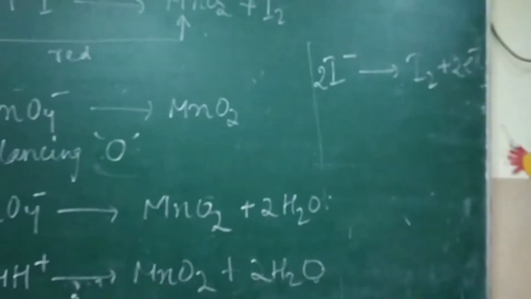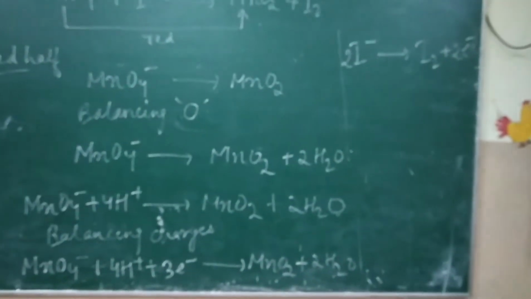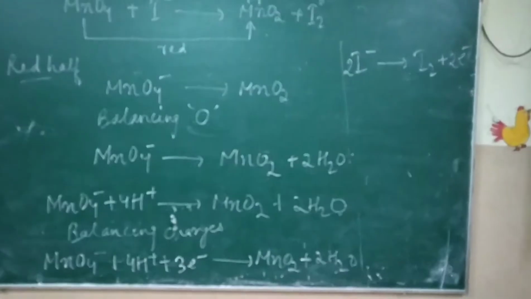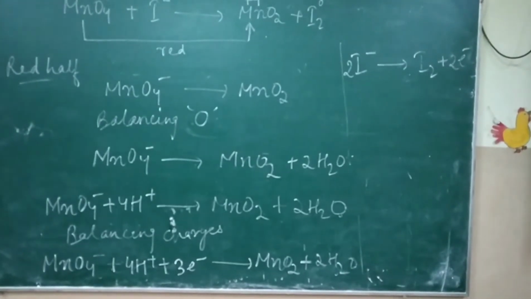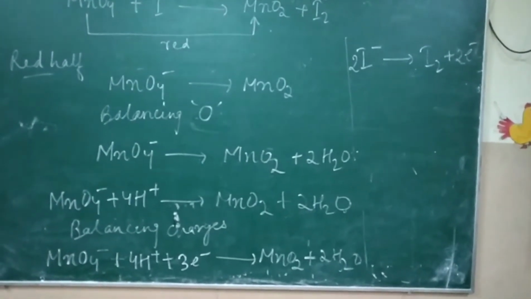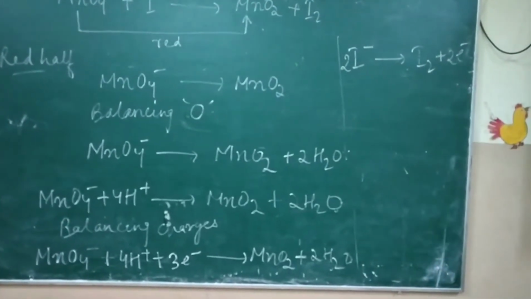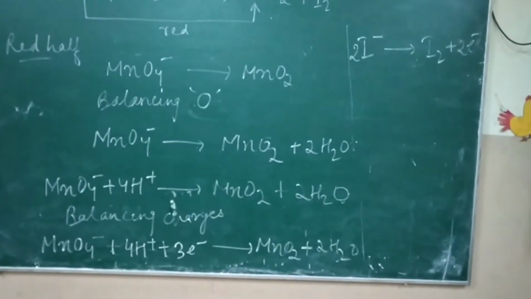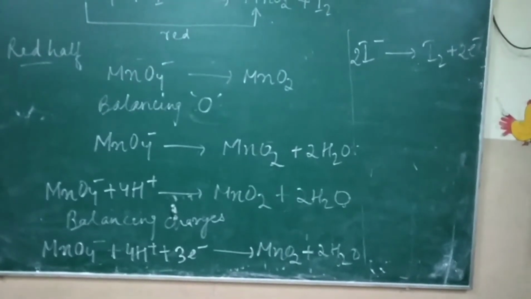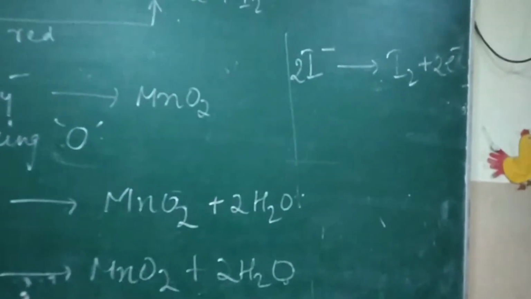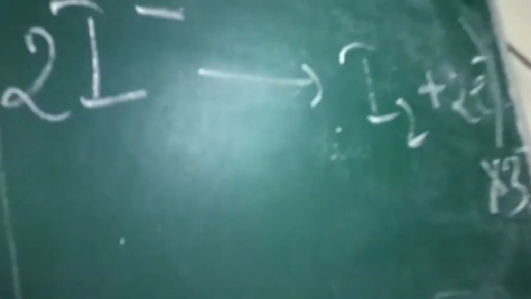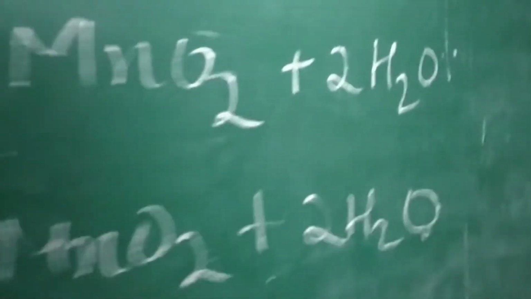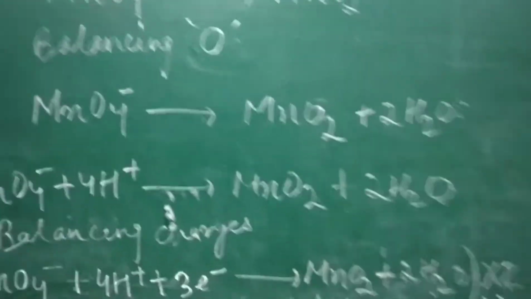Before adding the oxidation and the reduction halves, we need to make the number of electrons equal in both equations. In the oxidation half there are 2 electrons, in the reduction half there are 3 electrons. So we have to make them equal. How can we make them equal? We can make them equal by multiplying the oxidation half with 3 and the reduction half with 2. So the number of electrons become equal.